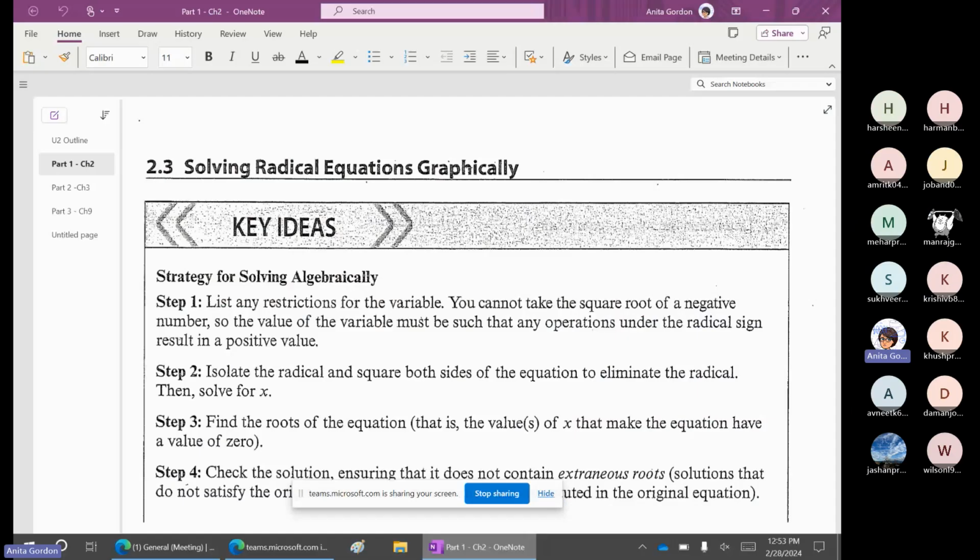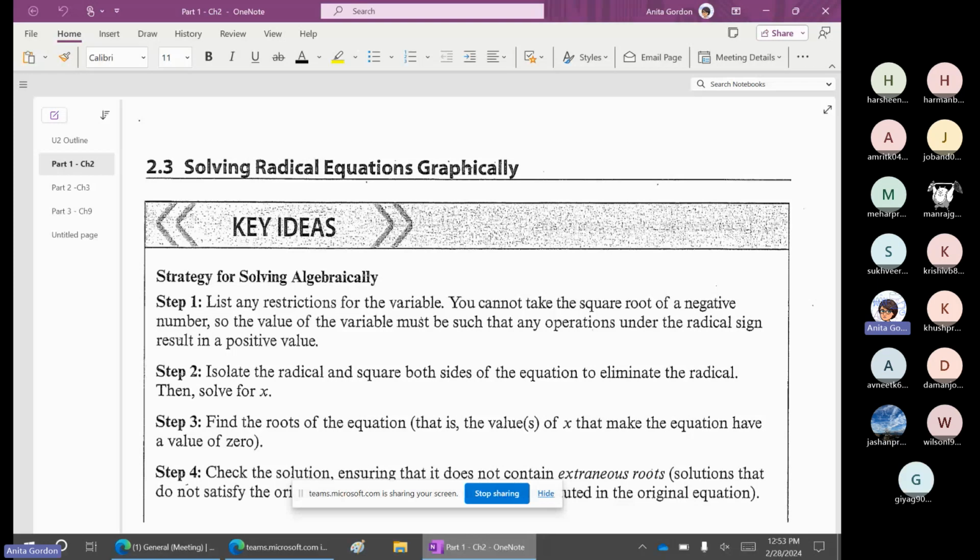One of the things I want us to remember, oh, my pen is dying. Okay, let me just shake the battery for a second.